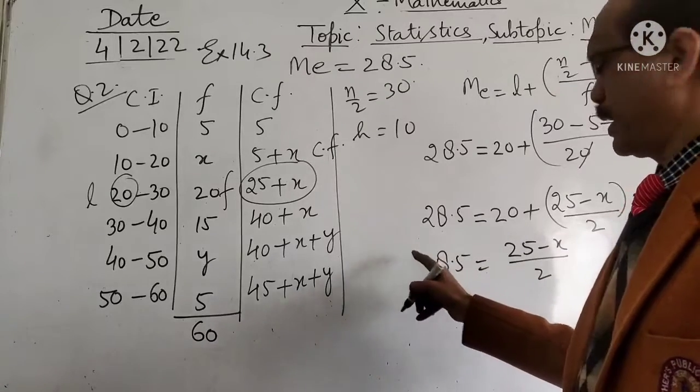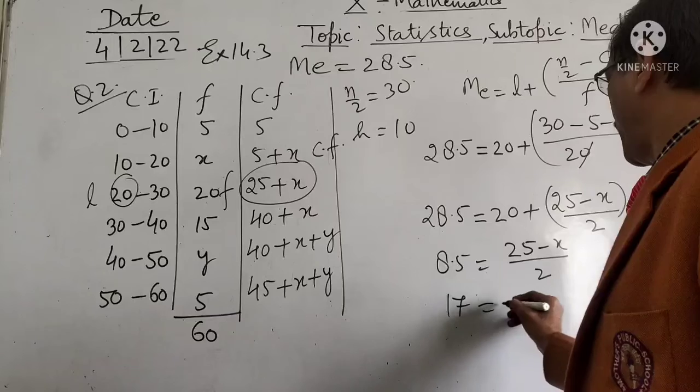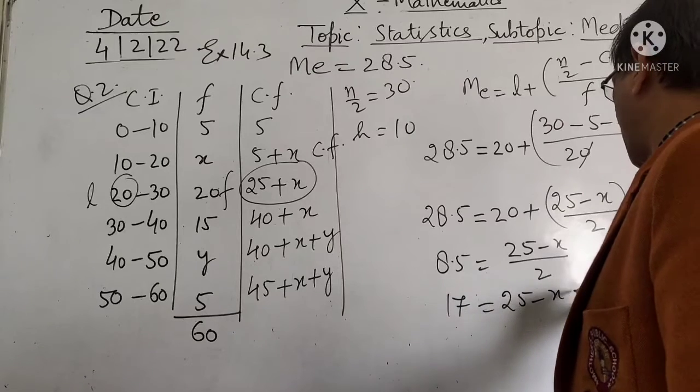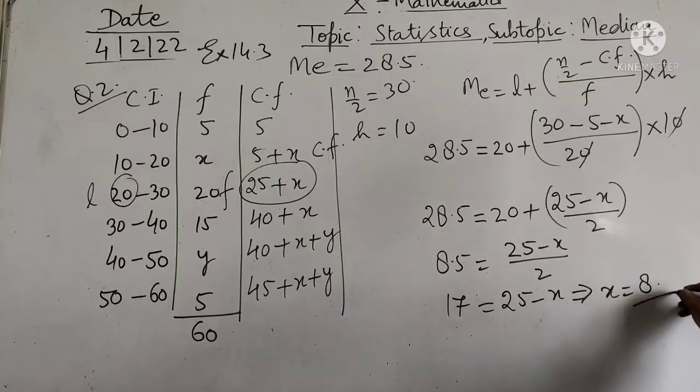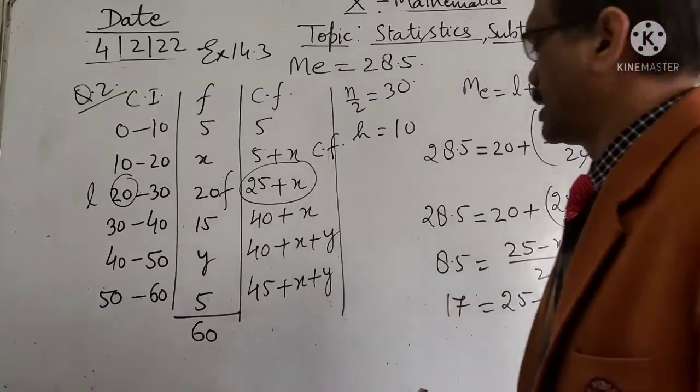Cross multiply: 17 is 25 minus x. From this we will get x, which is 25 minus 17, that is 8.